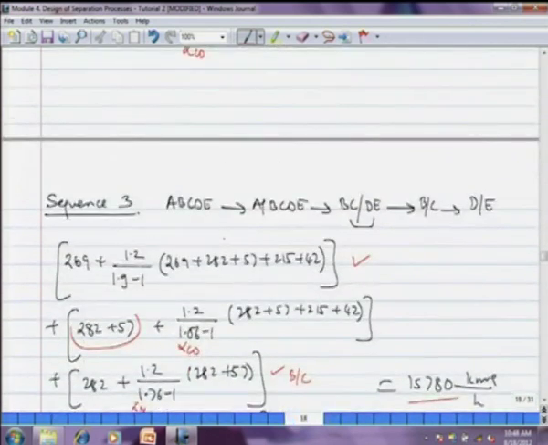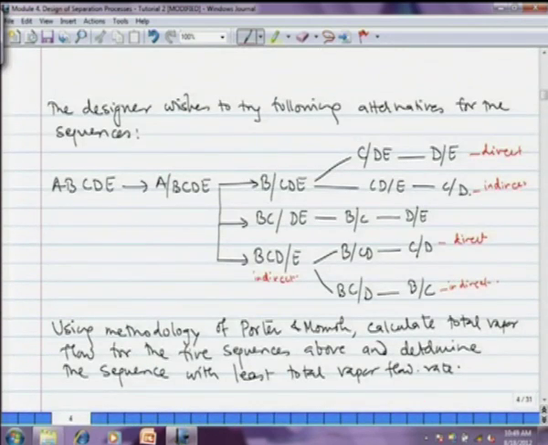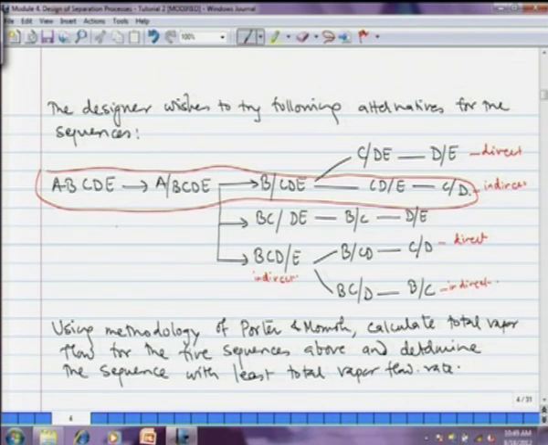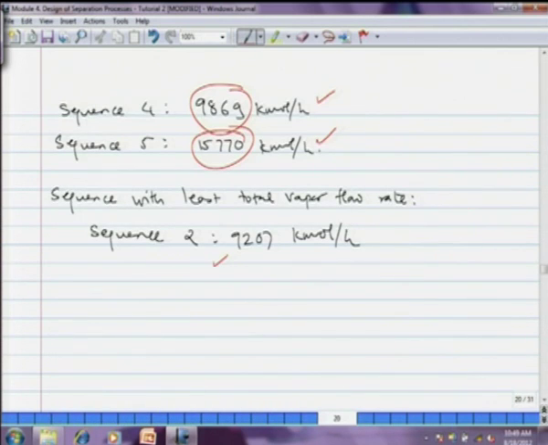So, we have the answer to the question: the sequence with the least total vapor flow rate is this ABCD mixture being separated as A and BCDE, A being separated from the quaternary mixture, and then B being separated from the ternary mixture, and the ternary mixture of CD being split in indirect sequence. So, that completes the second problem of today's session.